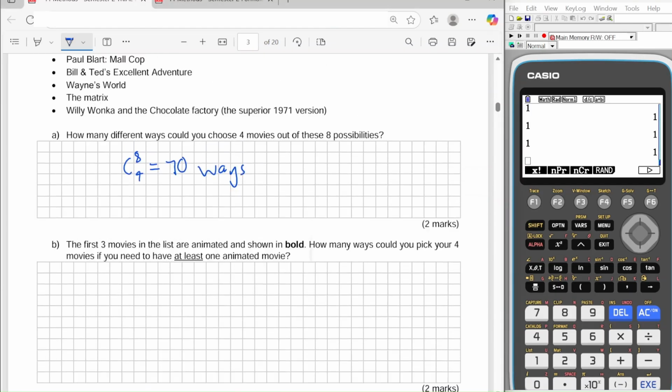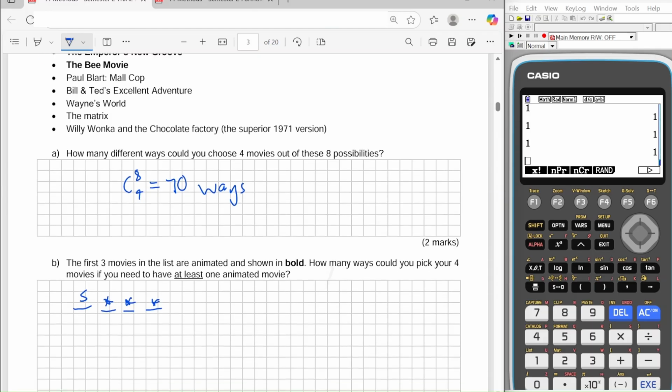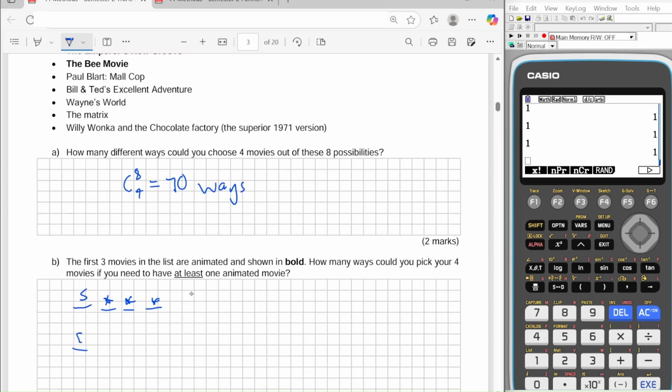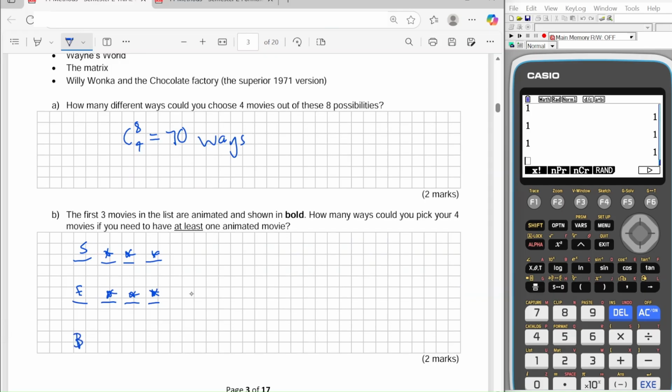All right, next up, we've got this question here where we're looking at animated movies being required. So basically, you can have 3 options here. You can have Shrek and any of those. You can have The Emperor's New Groove and any of those. And then you can also have the B movie and any of those.